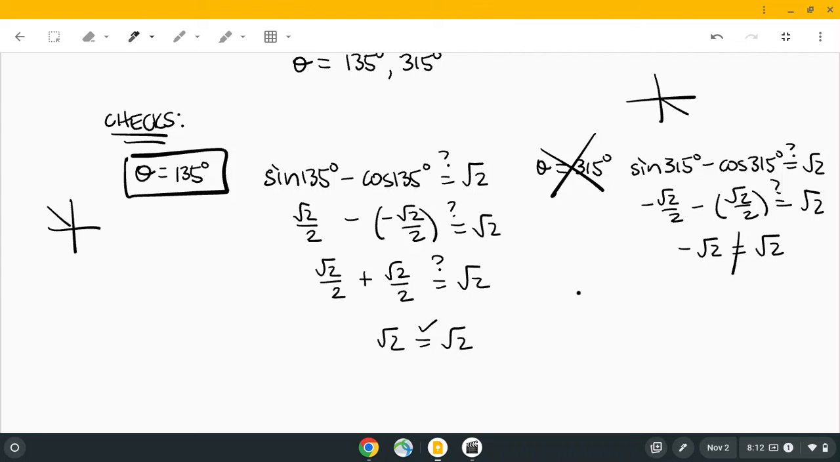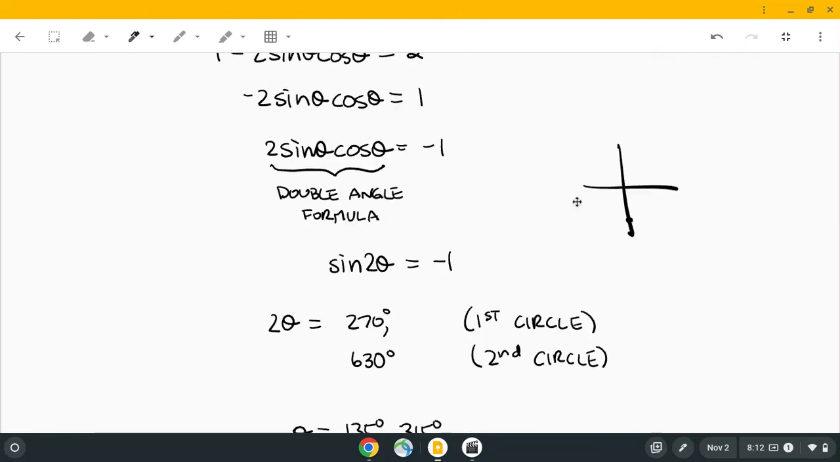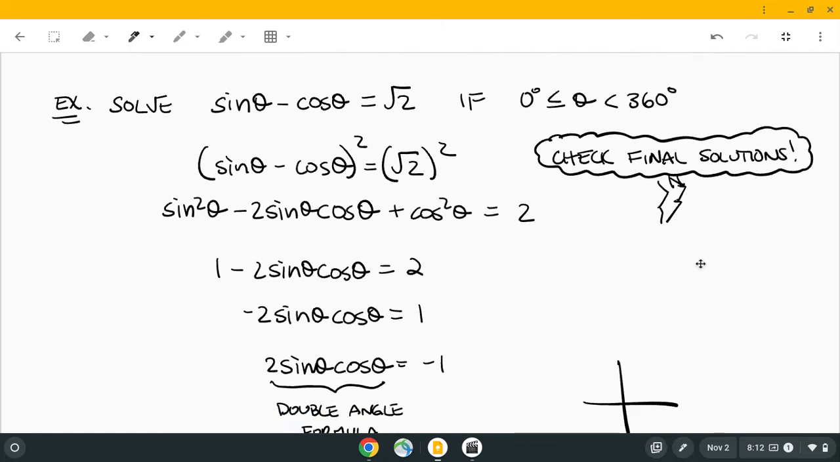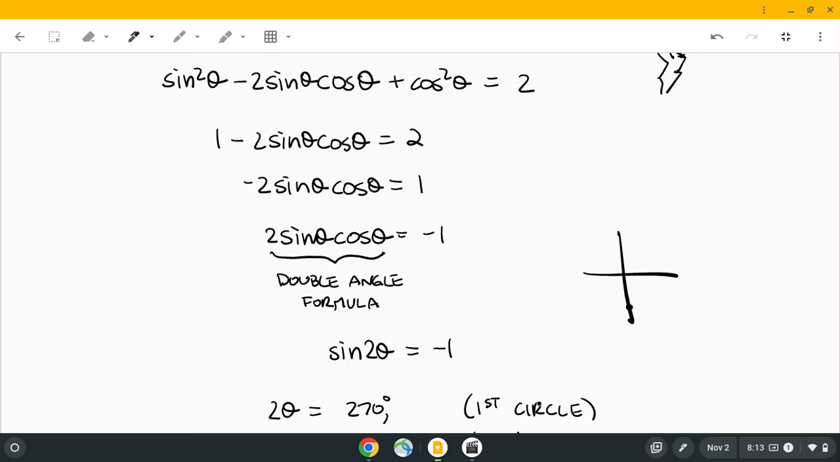So that is it. Don't forget, again, when you're using the squaring method, you have to make sure you check your final solutions.